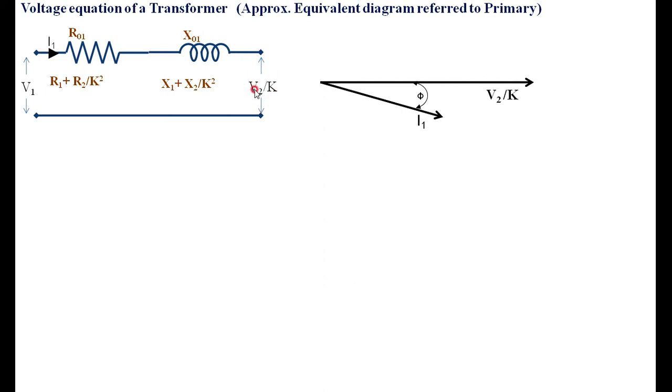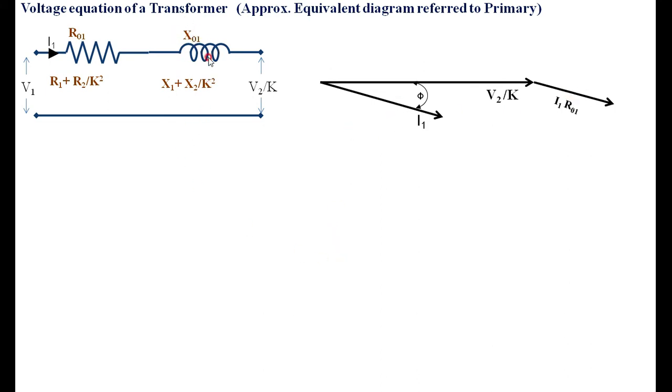Then to this V2 by K, how do we get V1? You have to add the drop across R01 and the drop across X01, so that what I get is V1. To V2 by K, first I add the I1 R01 drop. I have to add I1 R01 to the tip of this, and it should be parallel to I1. Because I1 R1, what I want is I1 R1 at the tip of V2, so from here to here I am shifting. Therefore, I am drawing I1 R1 parallel to this.